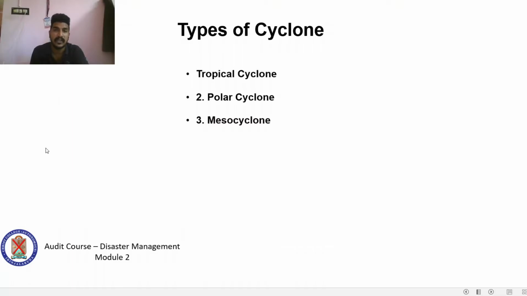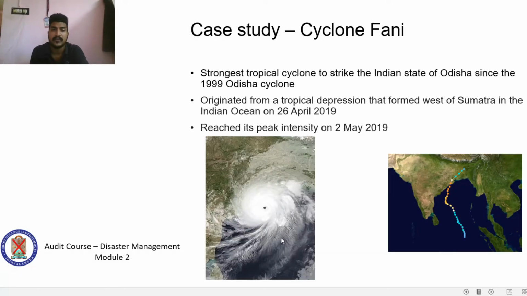There are different cyclones that have affected our country. The case study we are taking here is cyclone Fani, which happened in May 2019. It is the strongest tropical cyclone to strike the Indian state of Odisha since the 1999 Odisha cyclone. Fani originated from a tropical depression that formed west of Sumatra in the Indian Ocean on 26th April 2019.